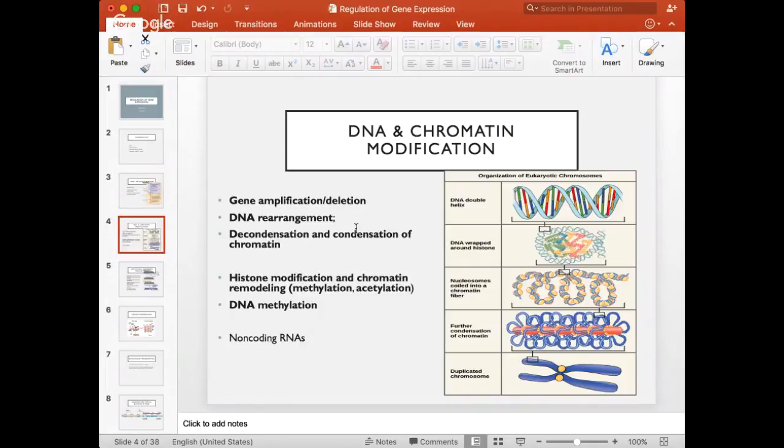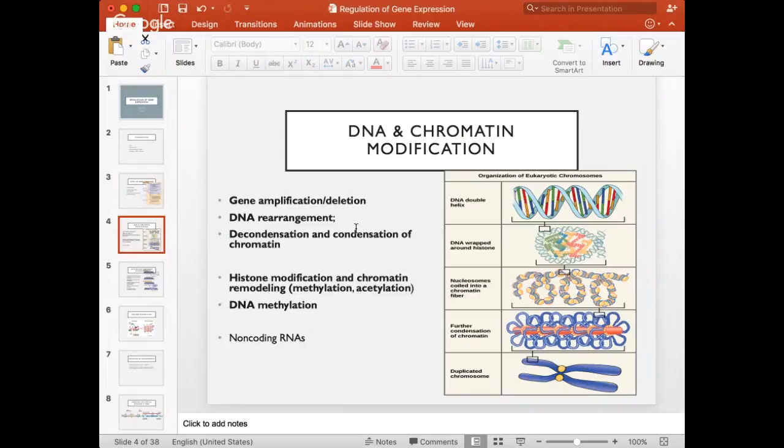The euchromatin is the decondensed form, which is transcriptionally active, because when they're decondensed, they're loosened up. So it is easy for identification of the promoter region, which causes initiation of transcription.